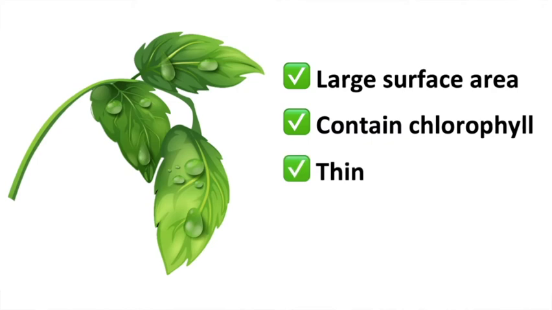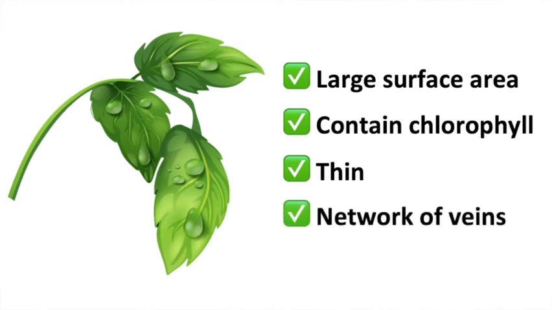Thirdly, leaves are thin, which allows the diffusion of gases in and out of the leaf. Fourthly, the leaves have vascular tissues. Tubes that carry food from the leaves to the rest of the plant are known as phloem. Tubes that carry water and nutrients from the roots to the other parts of the plant are called the xylem.